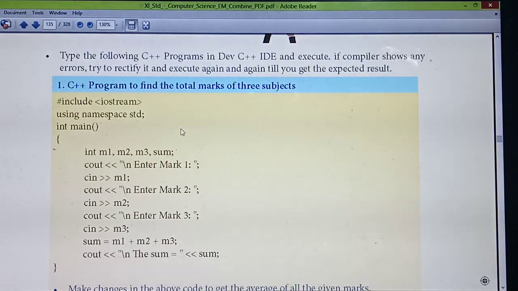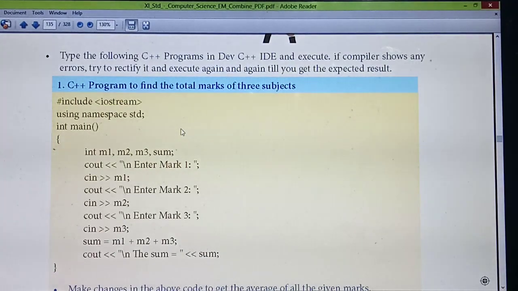How many variables do you need to define? 3 marks you need to define, isn't it? So 3 variables. Total marks means what function will you do? You will add the 3 subject marks and store the result in one variable. So 3 variables you need, and also you are adding the 3 subject marks and storing the result in another variable. So how many variables do you need? 4 variables. Understand?